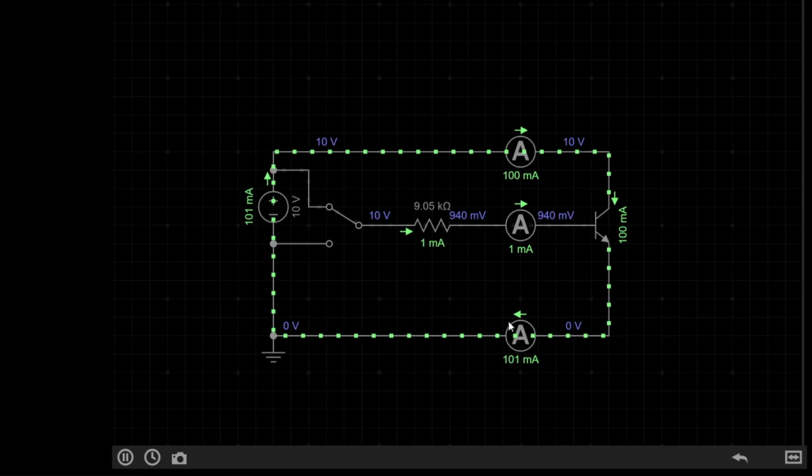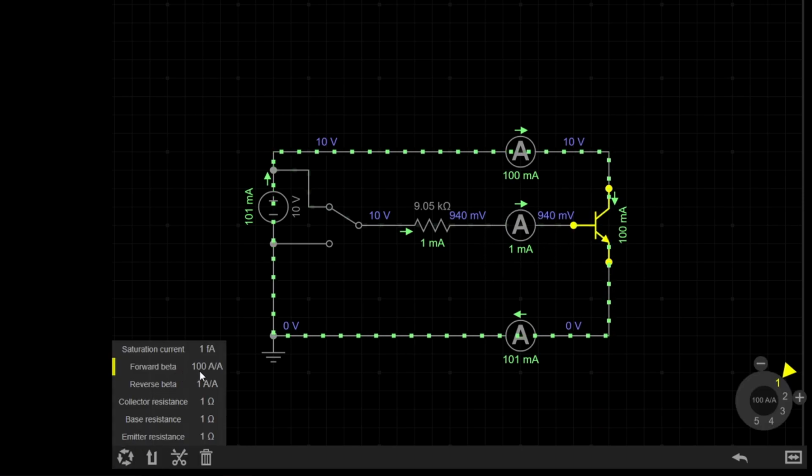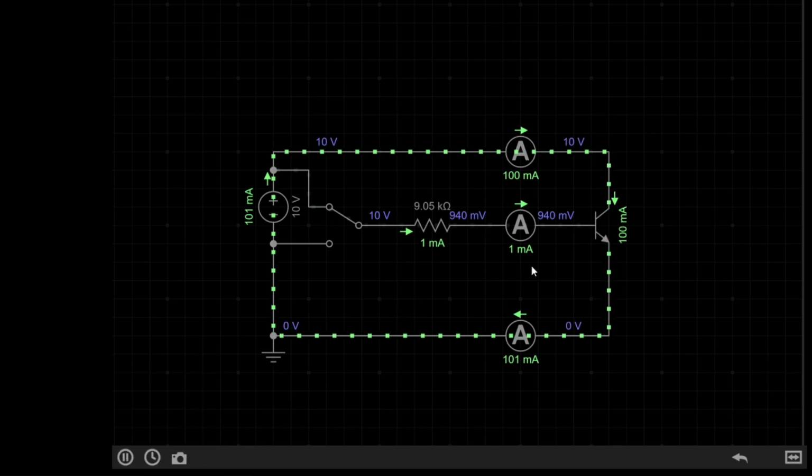Now, you may be wondering, how are these values chosen? Well, the current flowing into the base itself here is controlled by this resistor. If I change this resistance value, the current here will change, and subsequently so will the others. Then, that current coming into the base pin is multiplied by this transistor's gain, or forward beta, which is 100, so 1 milliamp multiplied by 100 gives 100 milliamps.